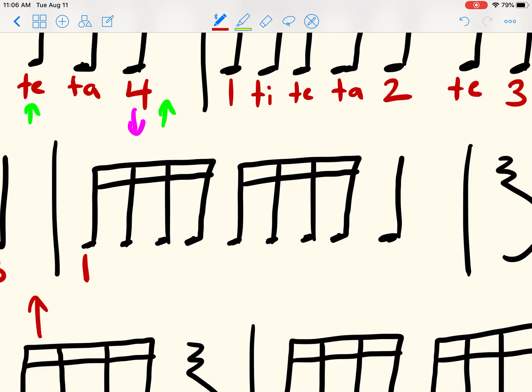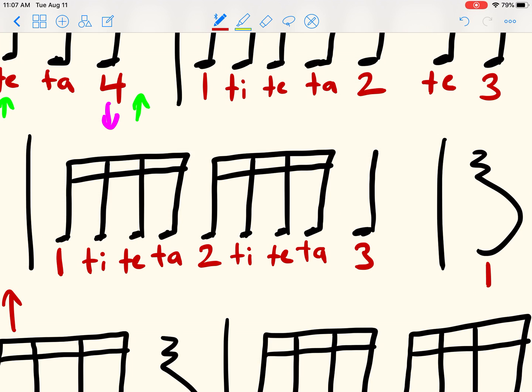Okay, next measure. Let's fill in the first beat, which is 1 ti te ta, 2 ti te ta, similar to when we counted a full measure of 4/4 with all 16th notes. So we have 16th notes for the first two beats, and then beat 3 is just a quarter note. We're going to go on to the downbeat, which is a quarter rest, written in parentheses. 1, 2, 3, 1, ready, and 1 ti teta 2 ti teta 3, 1.